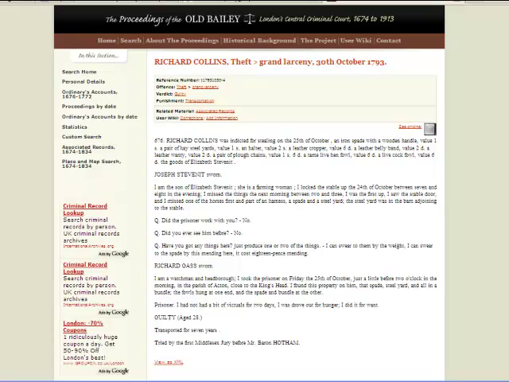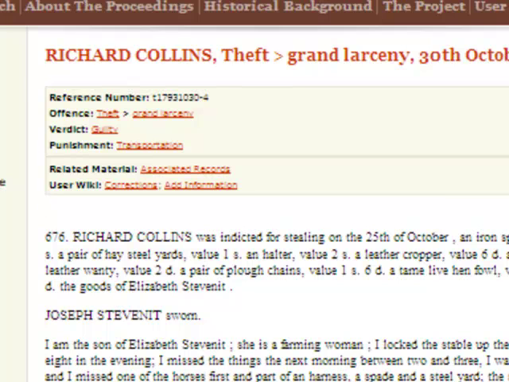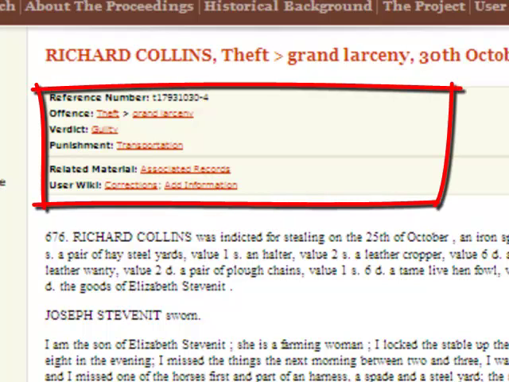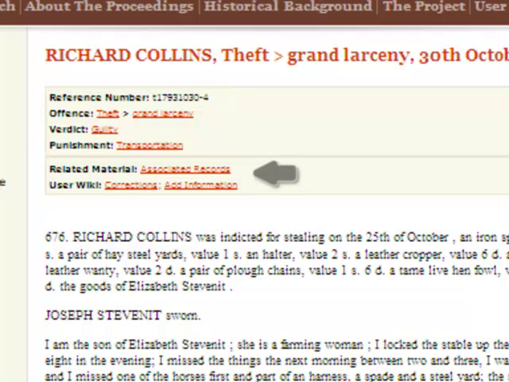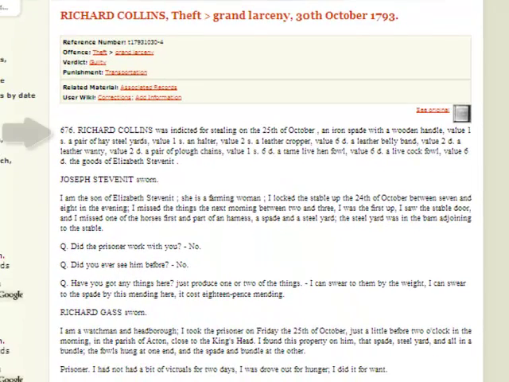When read as a single trial, the original text is preceded by a yellow header box. The information in this box reflects a modern description of the trial assigned as part of creating this website. It includes a unique reference number, standardized indications of the offense, verdict, and punishment, and links to a database of related materials. The transcription of the original text begins directly below this yellow header section.